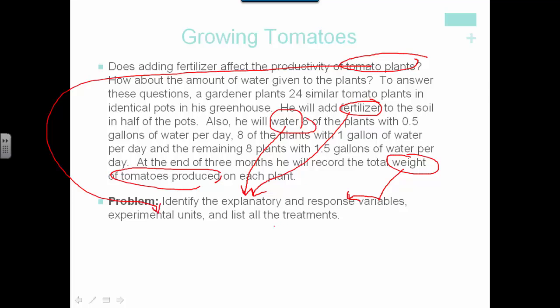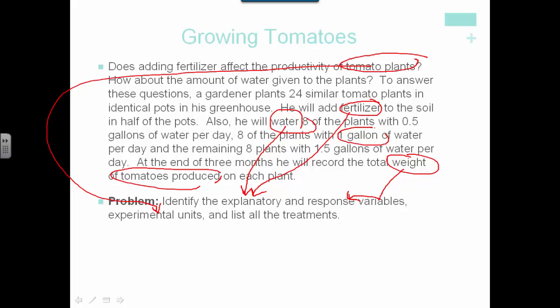and the treatments. There are 6 treatments. Fertilizer with 0.5 gallons of water, fertilizer with 1 gallon of water, and fertilizer with 1.5 gallons of water. The same thing for no fertilizer. No fertilizer with 0.5 gallons. There will be no fertilizer with 1 gallon, and no fertilizer with 1.5 gallons.